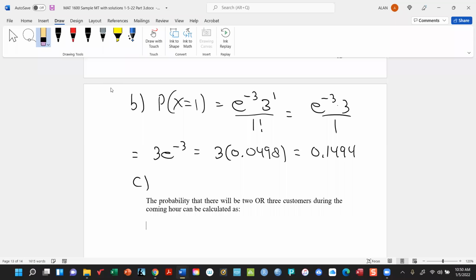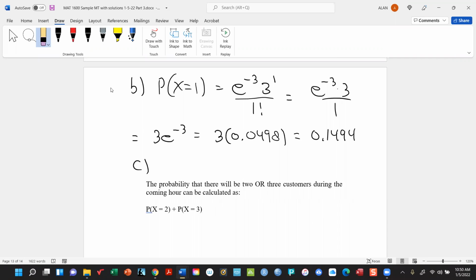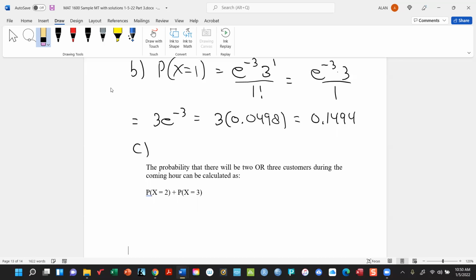so what you're basically doing is calculating each individual probability and adding them up. Okay, so this is true for any case where you have the word or there. Now, we're not going to encounter the word and in these cases because it's not possible for there to be both 2 and 3 customers in the coming hour. But if you have an or, that means it's either one or the other. So you have to calculate each one separately and then add them up.